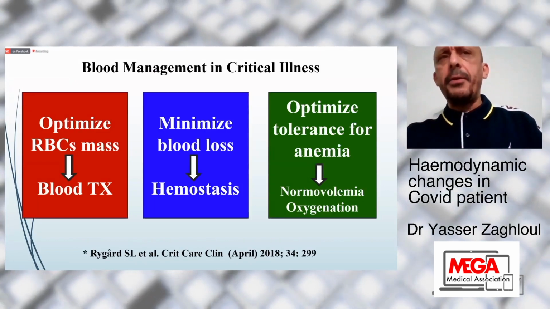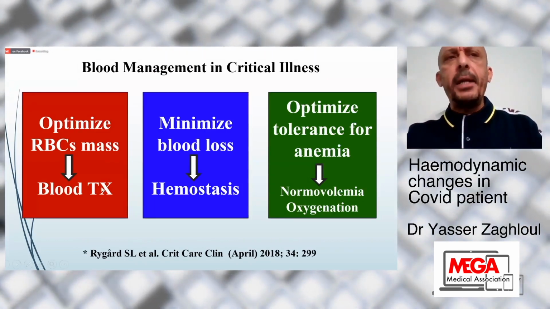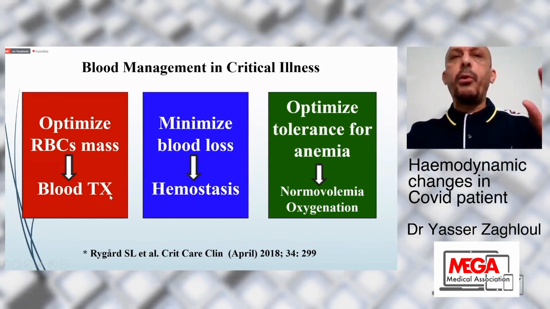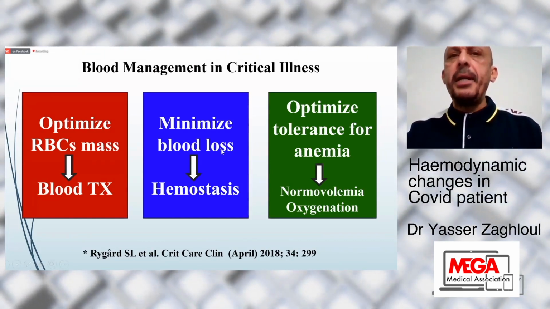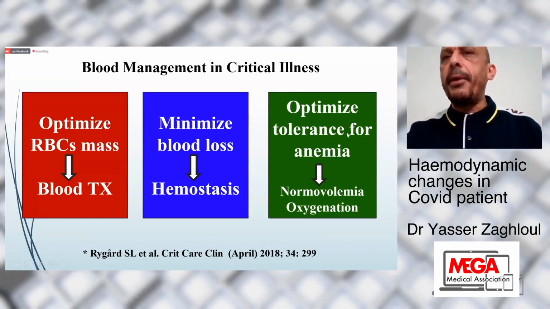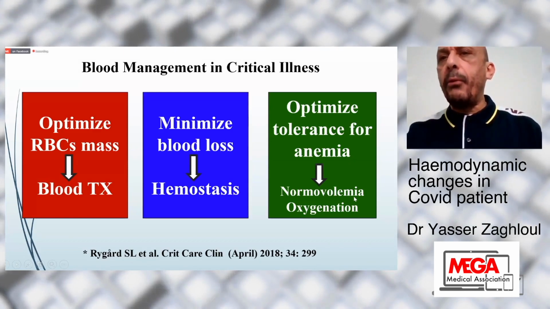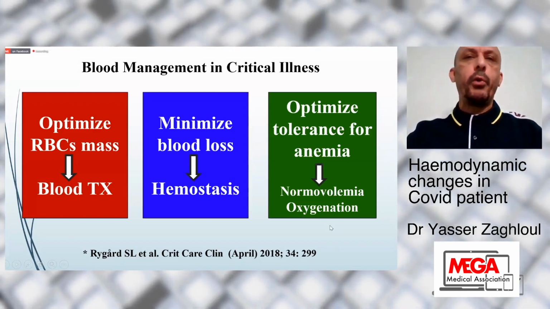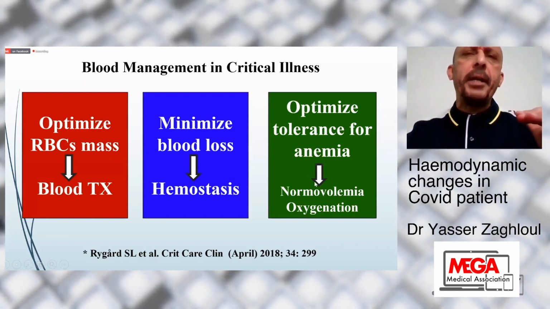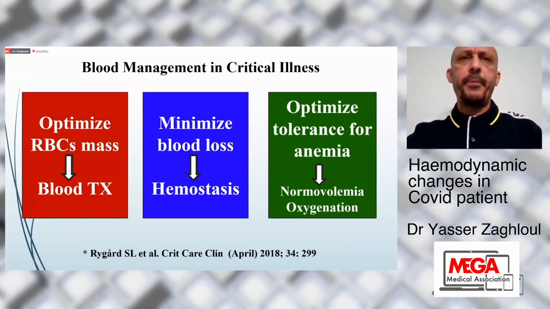Generally, in the ICU, you have to optimize the blood mass with proper blood transfusion according to your policies, minimize the blood loss by proper hemostasis, and optimize the tolerance of anemia by maintaining normal volemia and maintaining good oxygenation. So these are the 3 strategies to minimize blood transfusion.